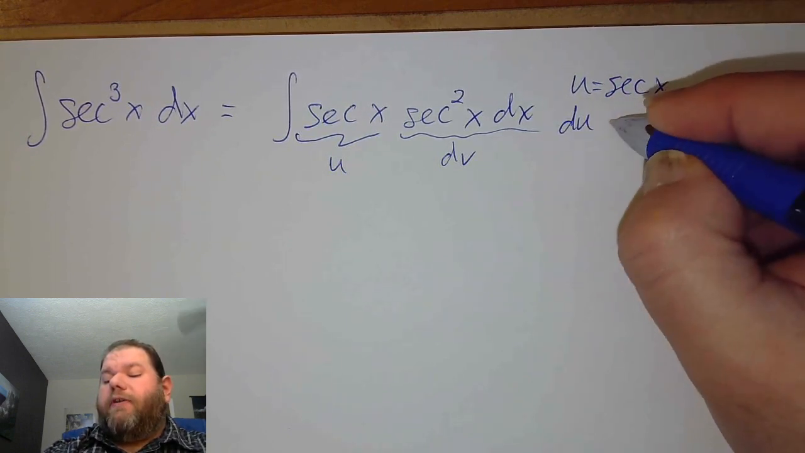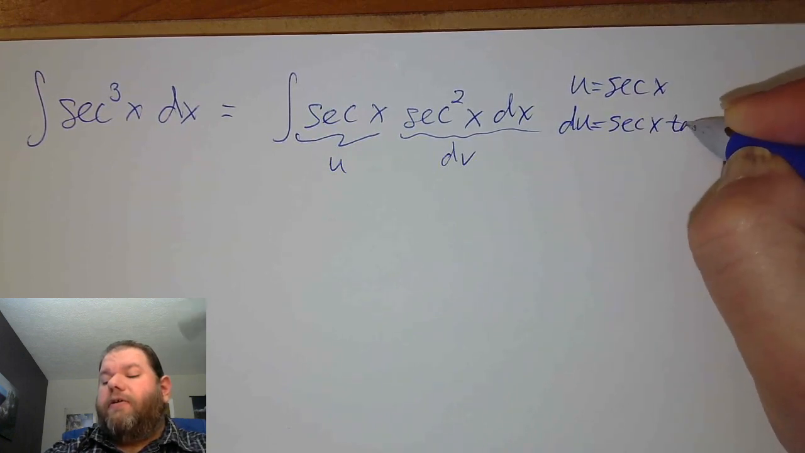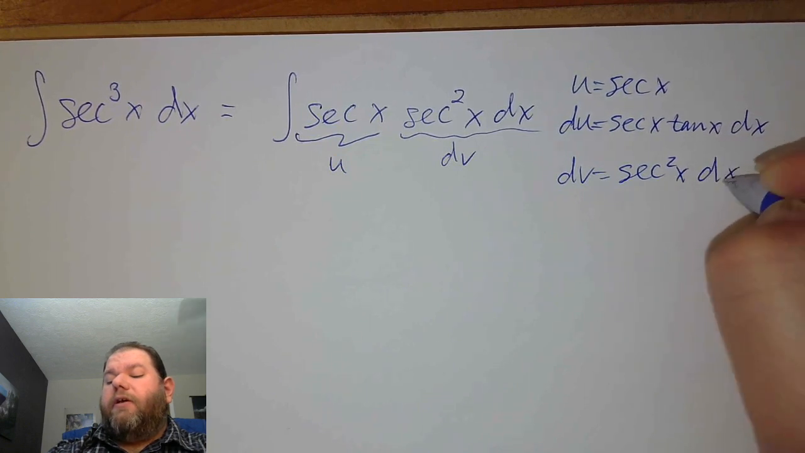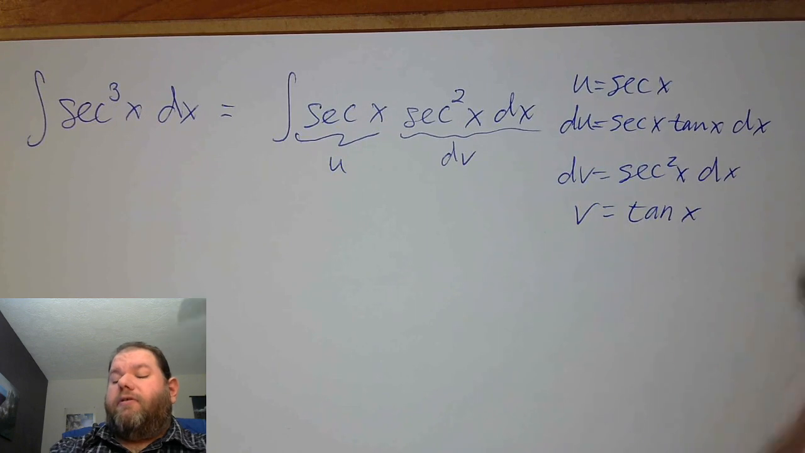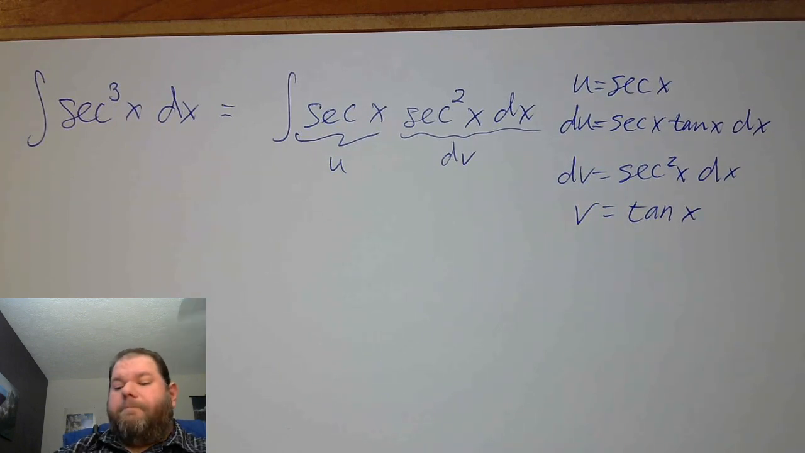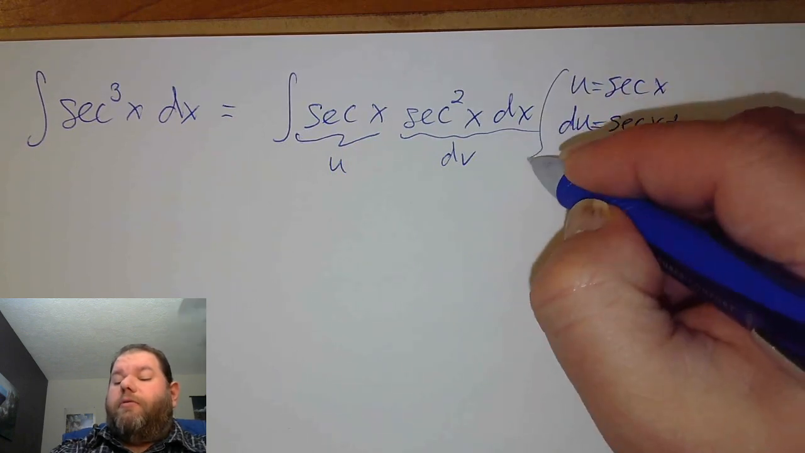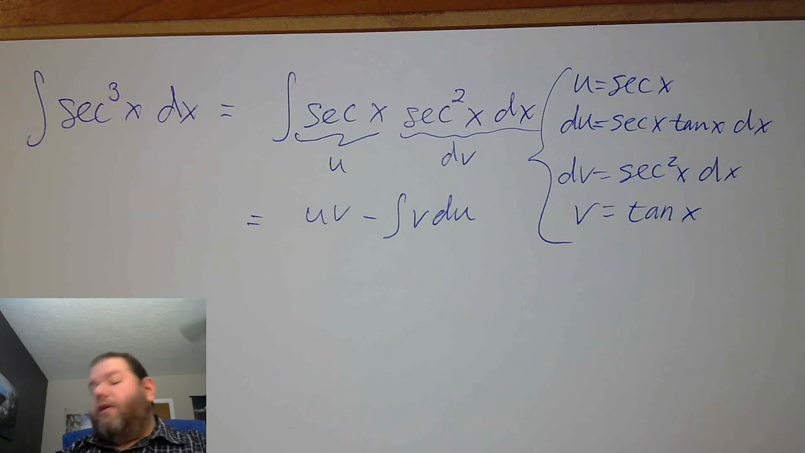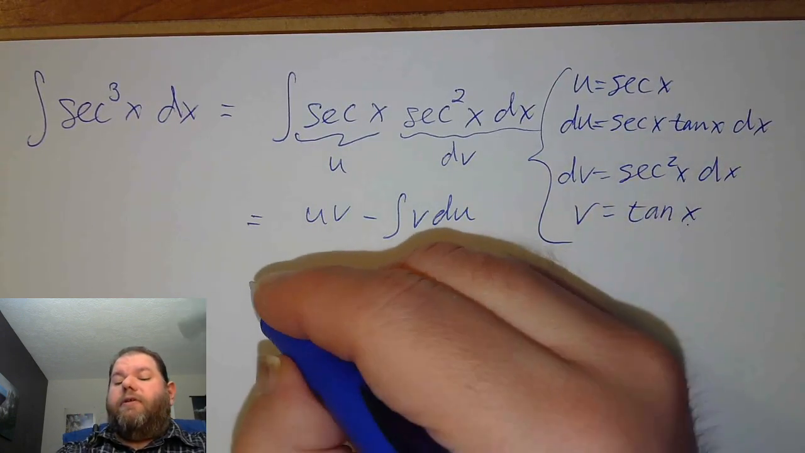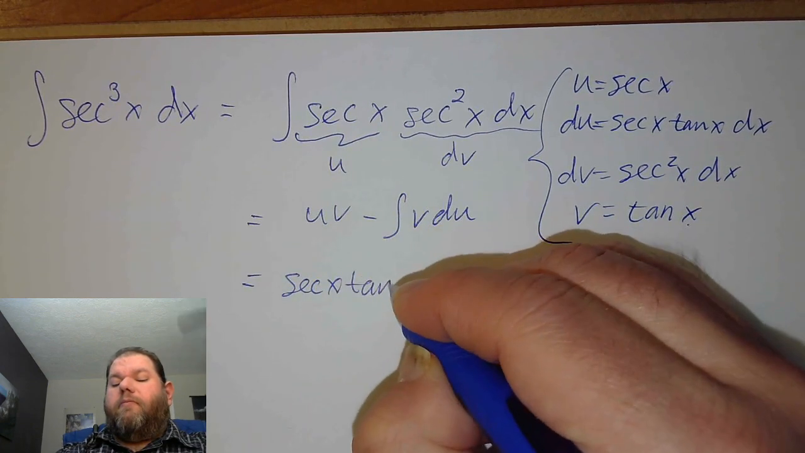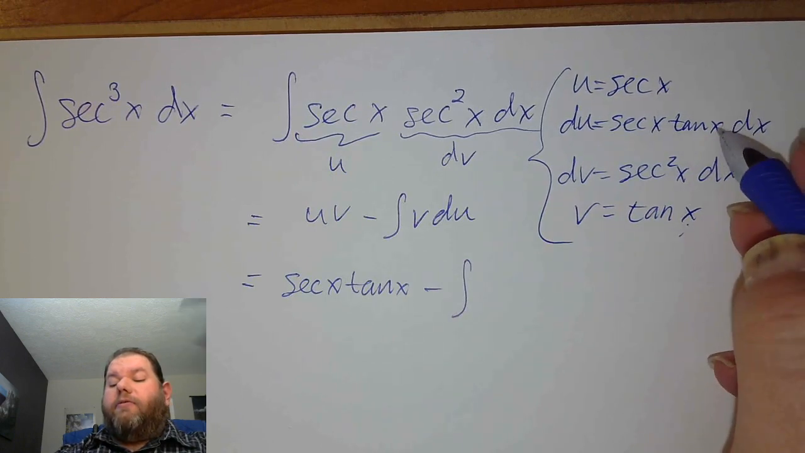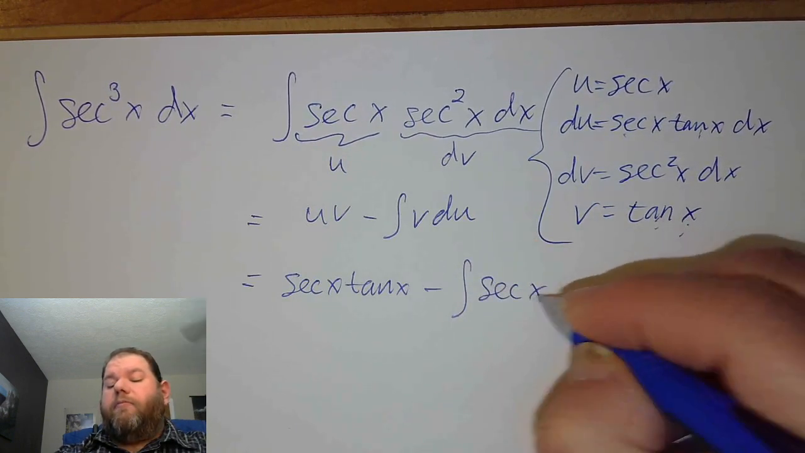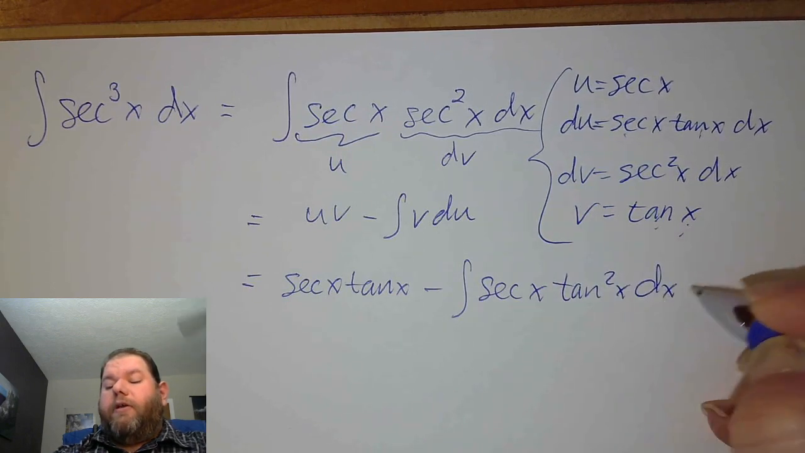Now the derivative of secant x is secant x times tangent x dx. And if dv is secant squared x dx, the integral of that we know is tangent of x. So we'll put those together. We know we need u times v minus the integral of v times du. Now uv is secant x times tangent x. And v times du would be, we have a secant x and tangent times tangent, so tangent squared x dx.